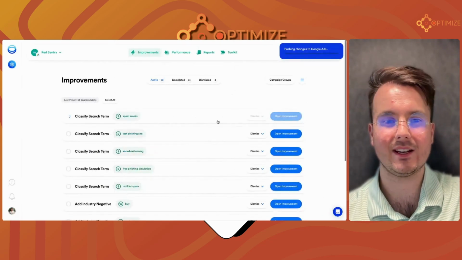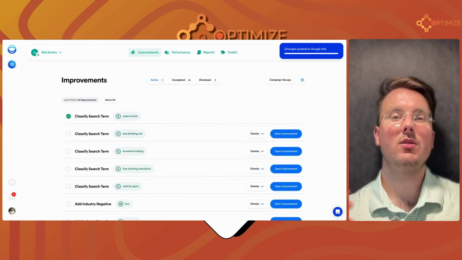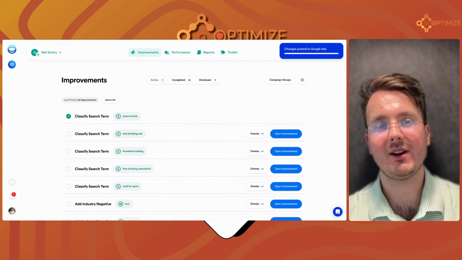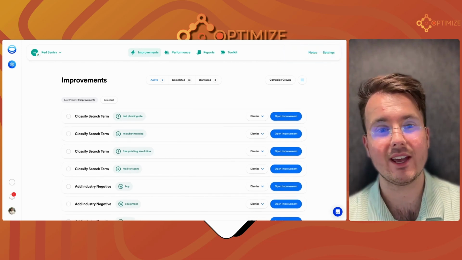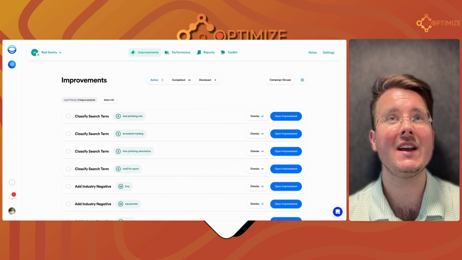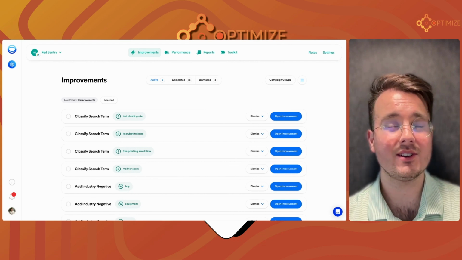We're going to hit add negative keyword. Bam. Now, what's beautiful about this and with our agency is that we are doing this for every single one of our ad accounts every single day. That means that we are saving ad accounts dollars every single day.